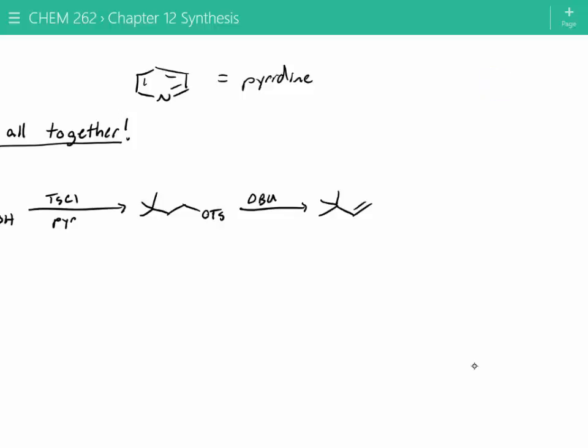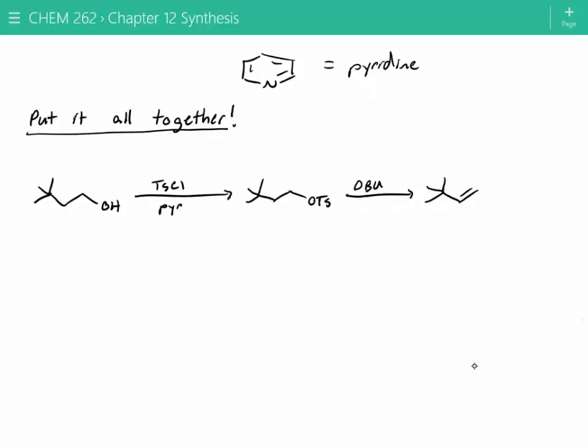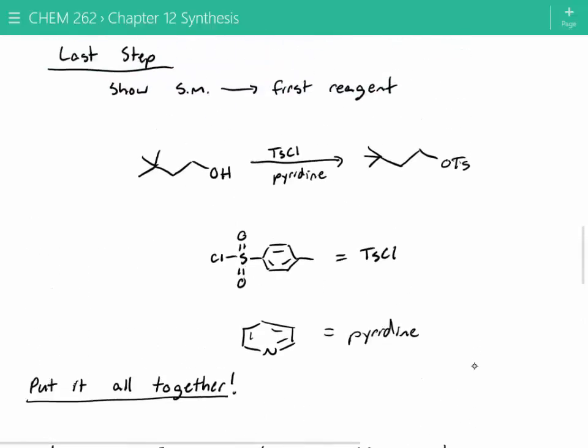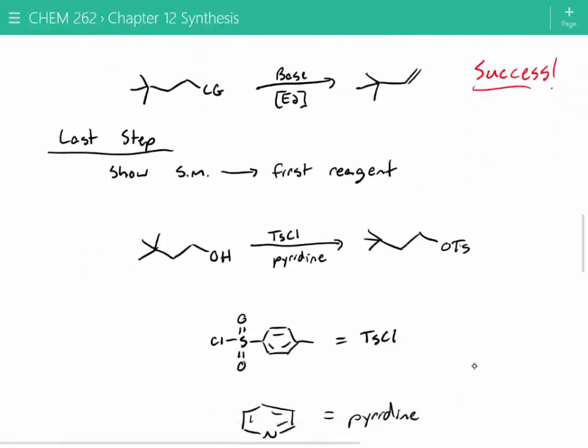But we didn't do that in any of the steps above, with the base? Yeah, we didn't pick a base at that point, but now we're putting it all together. So for our step 3, I said we need some sort of base to do an E2, but we didn't clearly define the base because we didn't know what was going on with our leaving group.